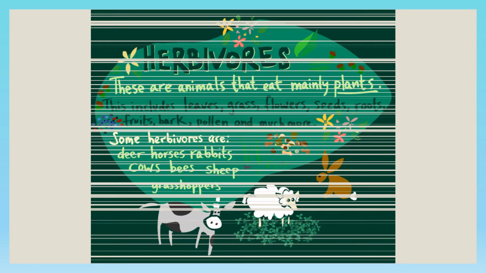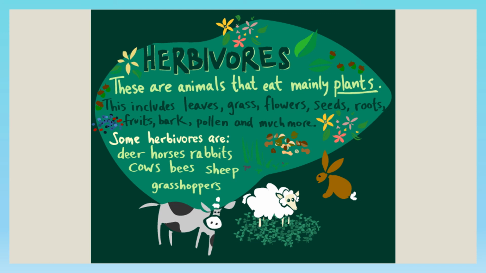And lastly, herbivores. These are animals that eat mainly plants. This includes leaves, grass, flowers, seeds, roots, fruits, bark, pollen, and much more. So some herbivores are deer, horses, rabbits, cows, bees, sheep, and grasshoppers.